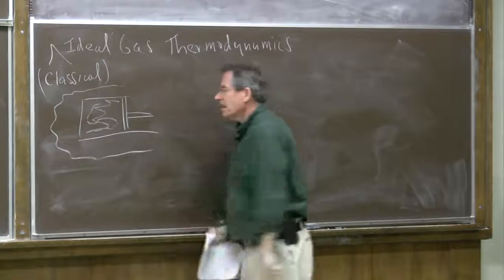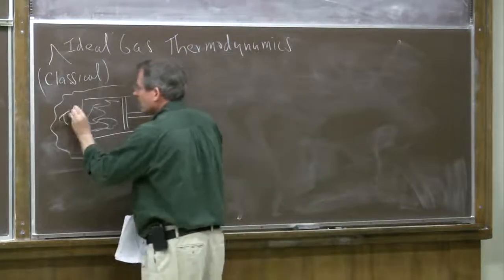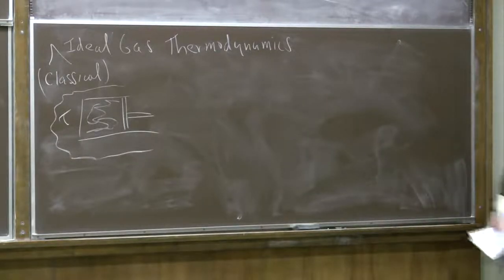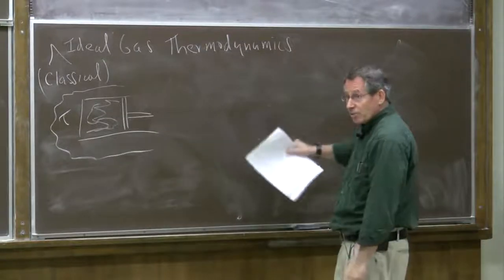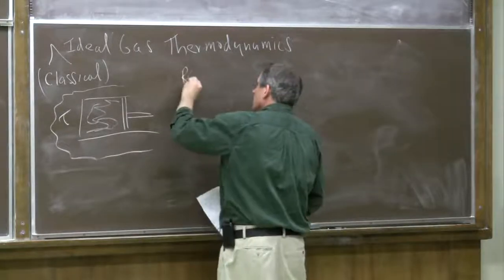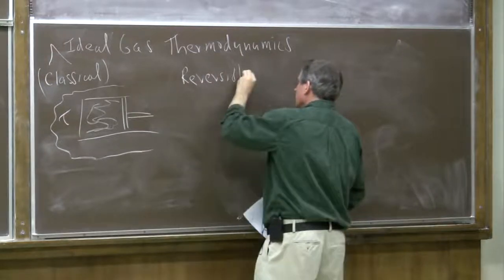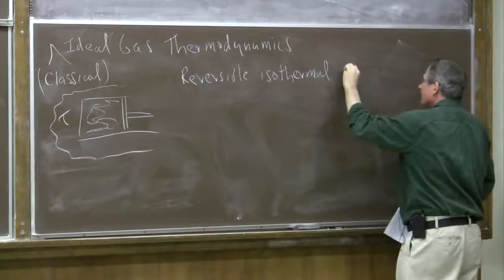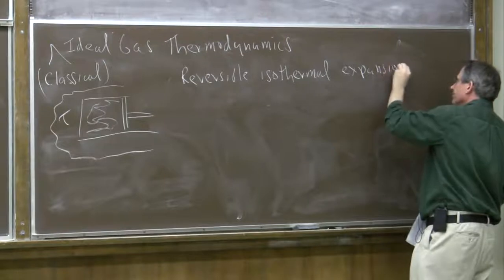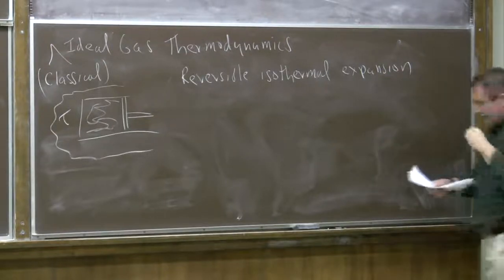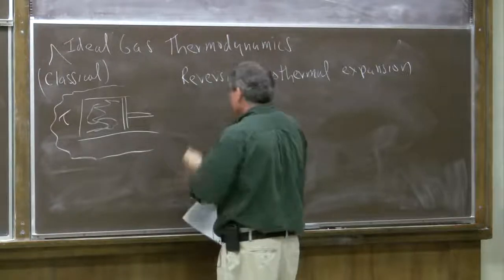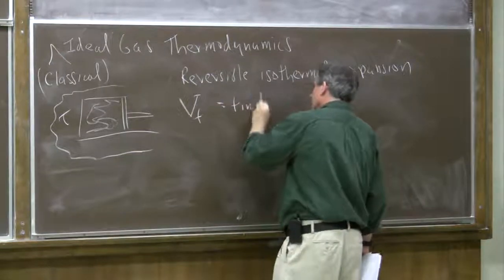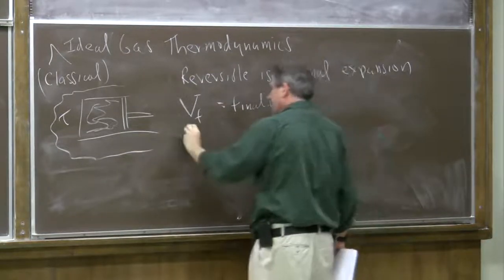We put the gas in contact with a reservoir at temperature tau. It's in thermal contact, so heat can flow from reservoir to gas or from gas to reservoir. We're going to do it slowly, so we stay in the most probable configuration at all times. Consider it reversible. We're doing it slowly. Isothermal, because we're in contact with a reservoir at fixed temperature tau. Expansion. So the final volume, I'll call that VF. We start out with some initial volume, VI.